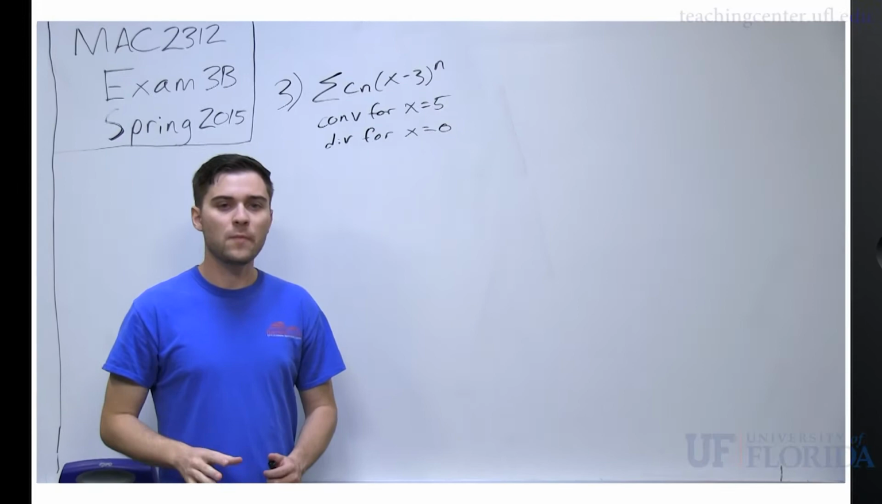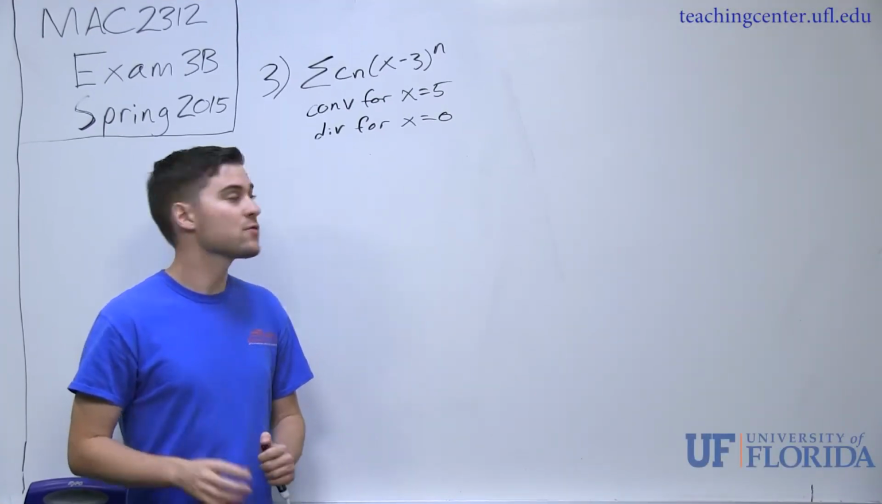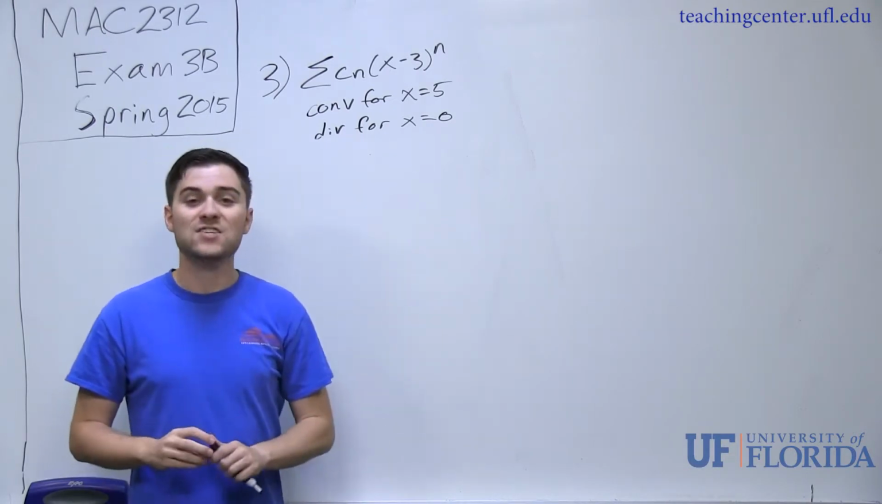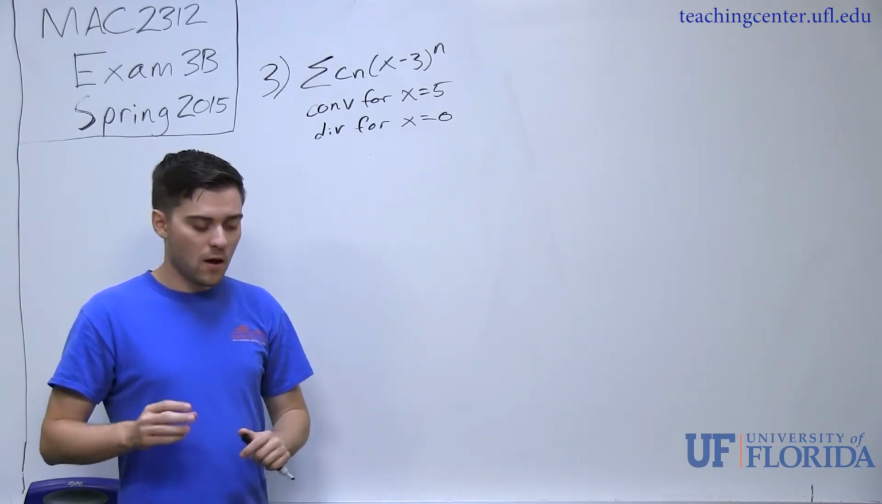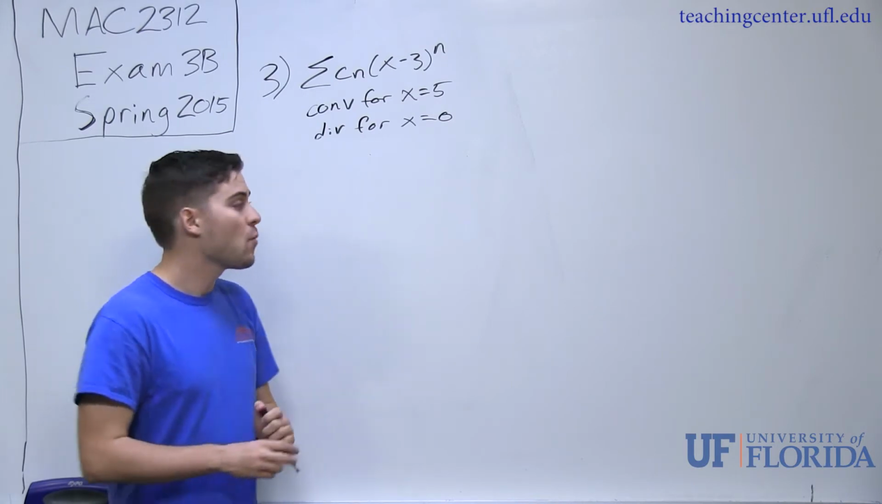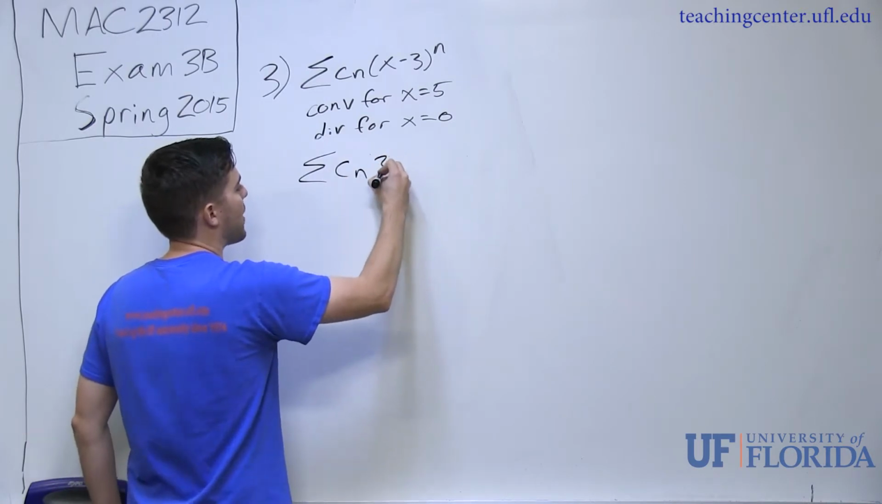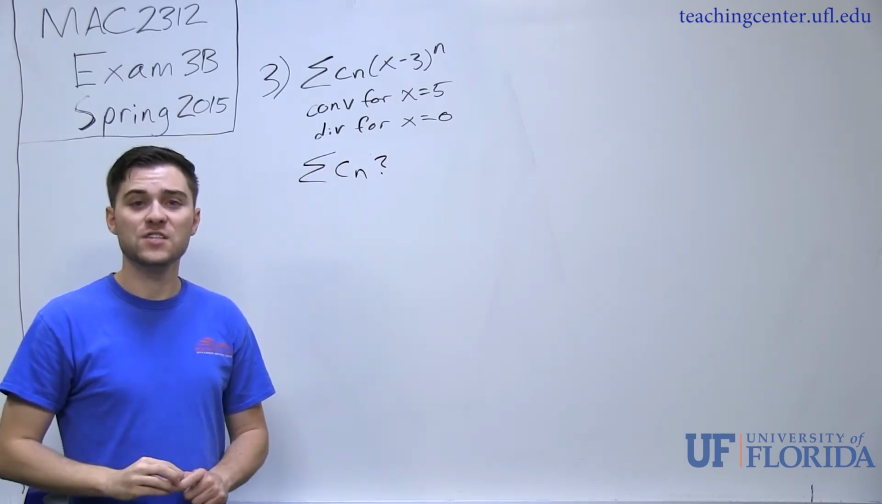Problem number 3 is a little bit more of a conceptual question. What it's asking you is, suppose the power series, the summation of c sub n times (x minus 3) to the n, converges for x equals 5 and diverges for x equals 0. Then what can you actually tell about the summation of c sub n?